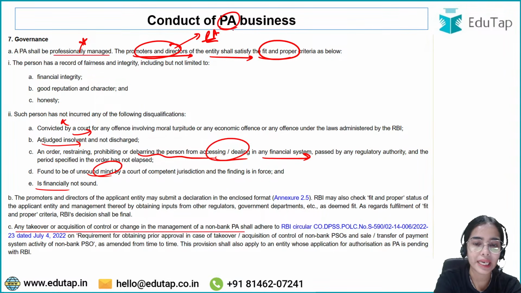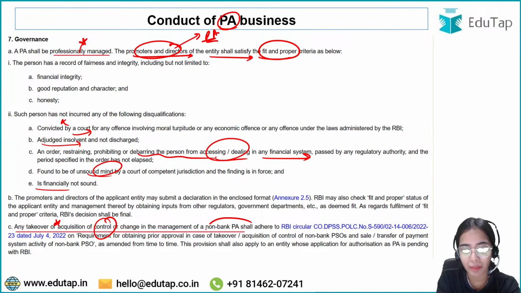The payment aggregator business should have good governance norms. The promoters and directors should follow the fit and proper criteria. Any takeover or acquisition of control or change in management of a non-bank payment aggregator shall adhere to the RBI regulations.